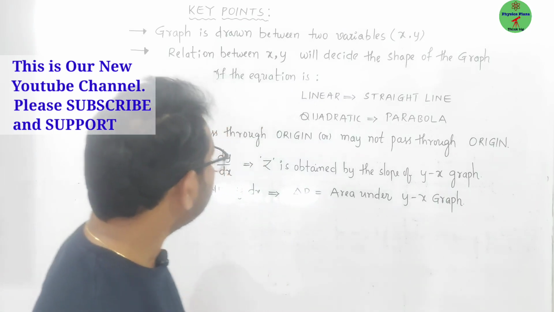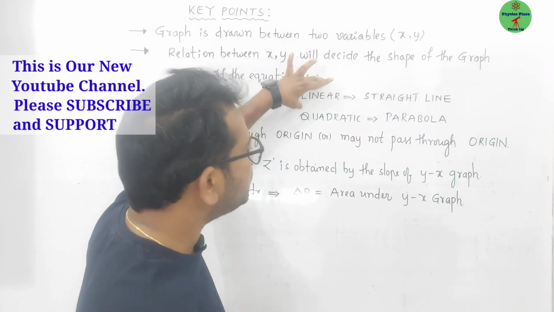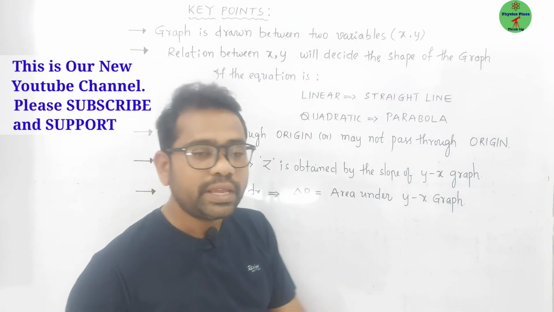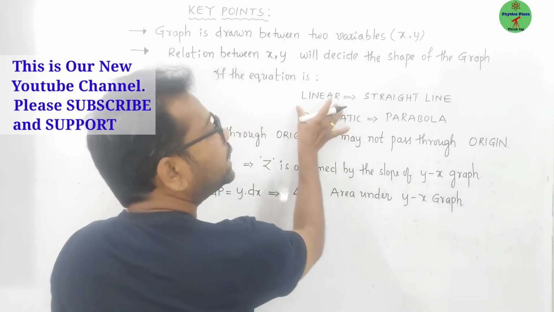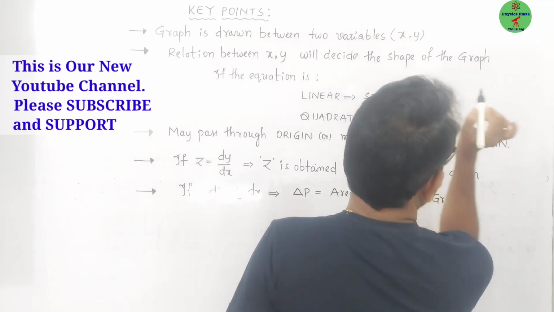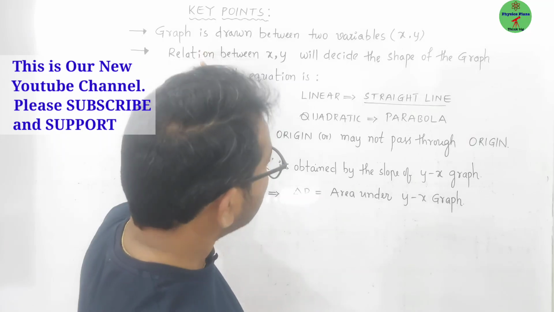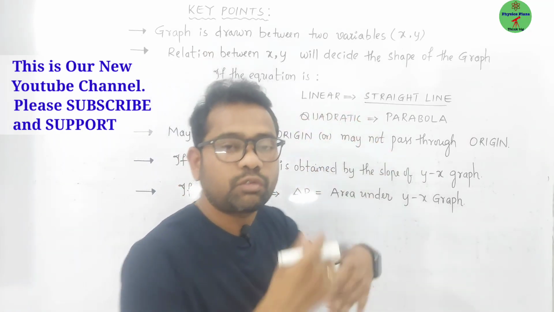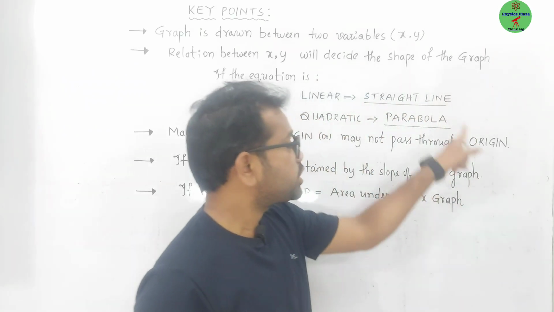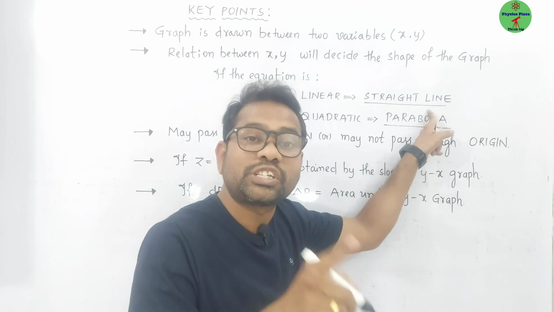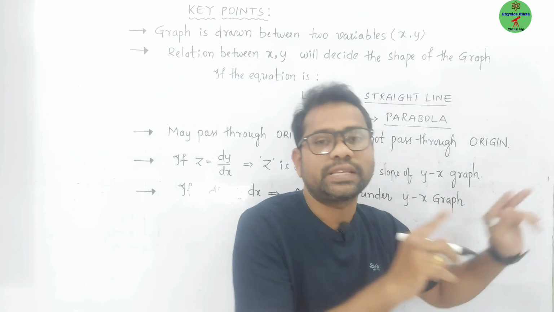That equation might be a linear equation or a quadratic equation. If the equation between the two physical quantities is linear, then we get a straight line. If the equation is quadratic, then we get a parabola. So the shape of the graph depends on the equation between the two physical quantities.